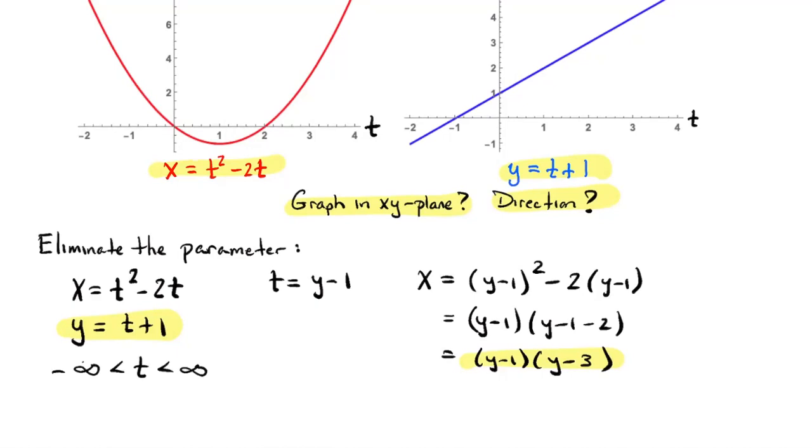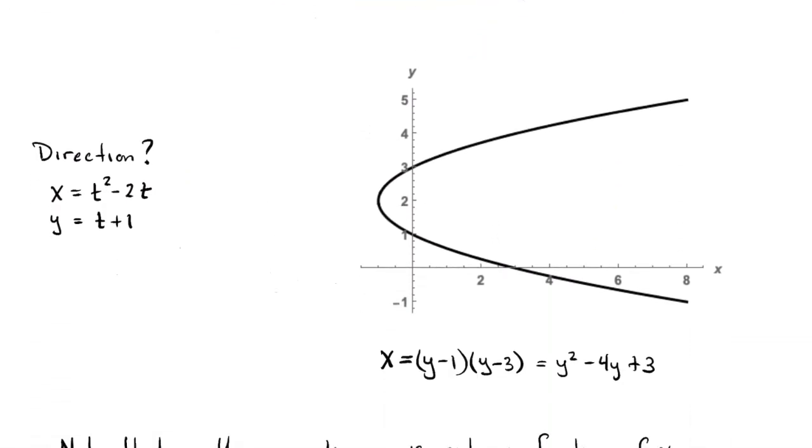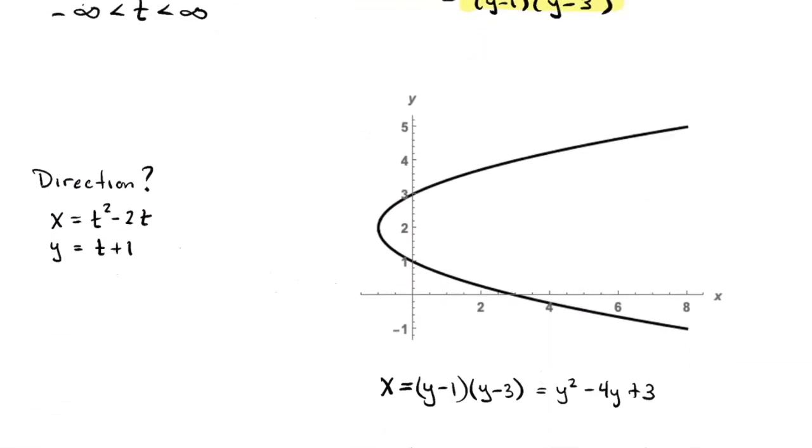So this is going to be the entire parabola, if you like. If I scroll down a little bit, I've got a graph of it ready to go for us, and I rewrote that information down here. So we just said x is equal to that product, y minus 1 times y minus 3. If you prefer to multiply that out, if it makes it look more like a parabola to you, it's y squared minus 4y plus 3. All right. And then I want to ask the question, well, what about the direction? Which way is this thing swept out as the parameter increases?